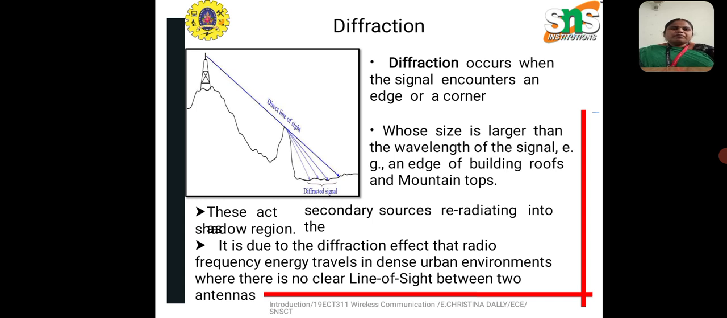Diffraction. What do we mean by diffraction? Diffraction occurs when the signal encounters an edge or a corner whose size is larger than the wavelength of the signal. For example, the edges of building roofs and mountain tops act as secondary sources and re-radiate into the shadow region. It is due to the diffraction effect that radio frequency energy travels in the urban environment, where there is no clear line of sight between the two antennas.